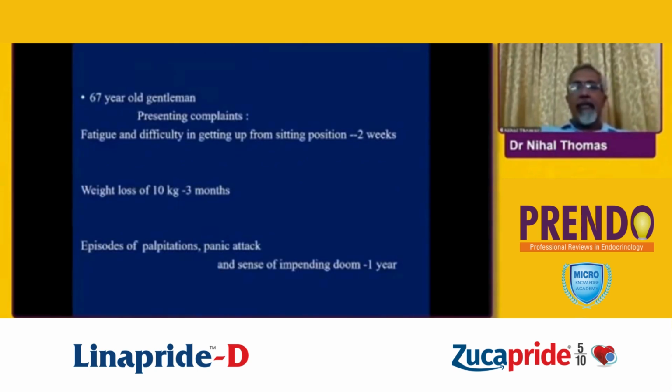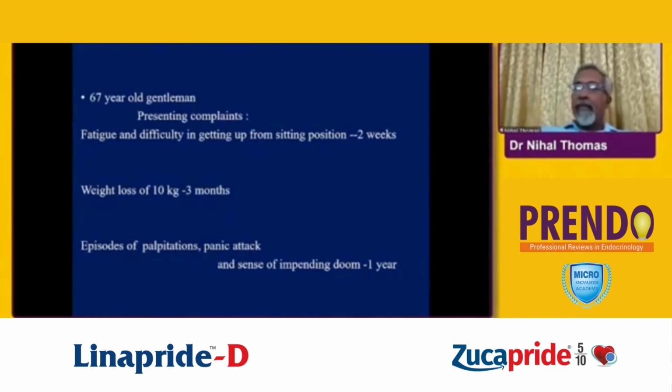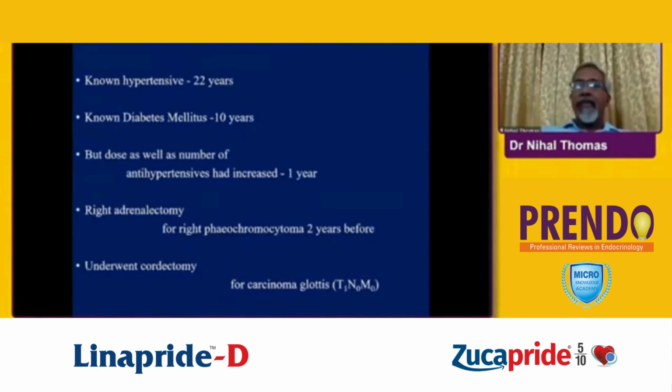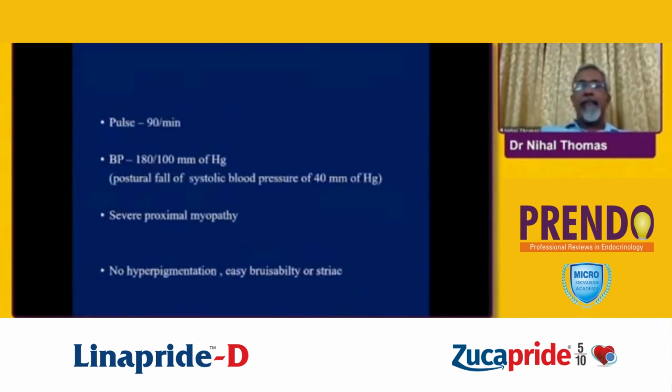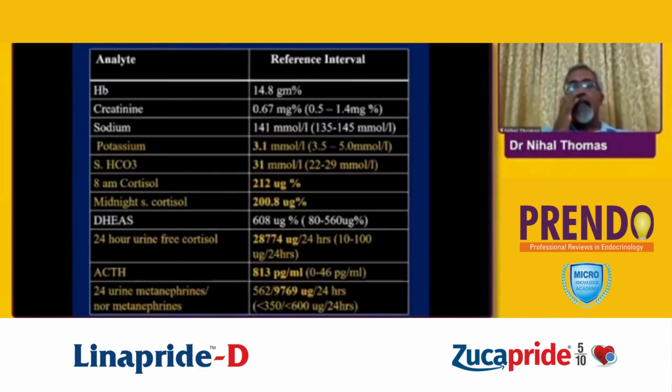A 67-year-old man with the typical features of Cushing's, but also had weight loss of 10 kgs over 3 months. He had episodes of palpitations, panic attacks and a sense of impending doom. Known hypertensive, diabetic for a long duration of time, but had also been on increased doses of antihypertensives for a year, and had a right adrenalectomy for a pheochromocytoma 2 years before. He had a carcinoma glottis, which is unrelated, and underwent a cordectomy at that point of time. So you can see high blood pressure, severe proximal myopathy, no hyperpigmentation, bruisability or stria, but weight loss.